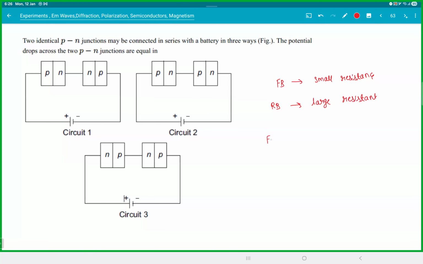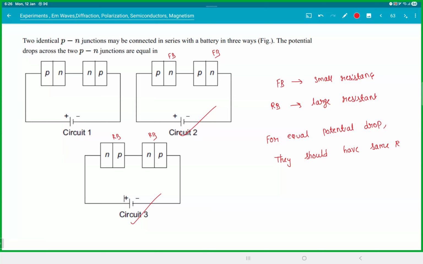So for equal potential drop, they should have the same resistance. So who has the same resistance? This is forward bias and this is forward bias, so they will have the same resistance, right? This is reverse bias, this is reverse bias. Even they will have the same resistance, right?